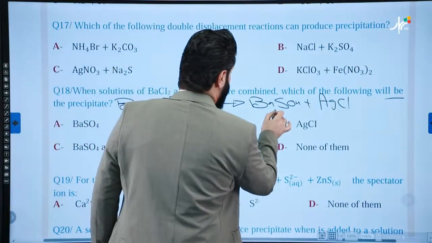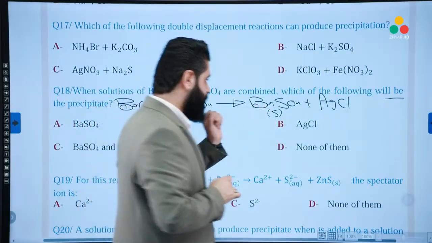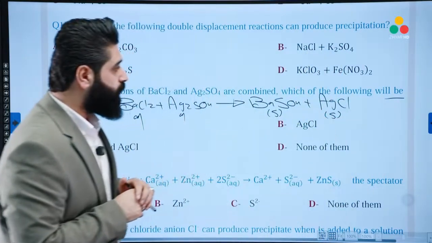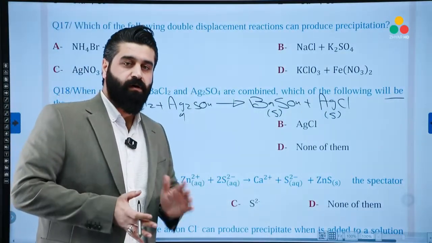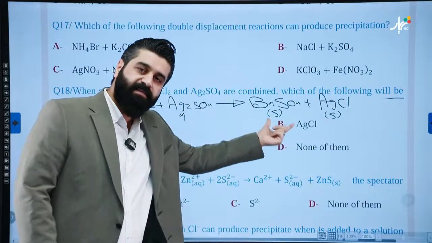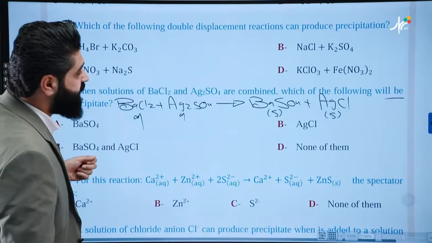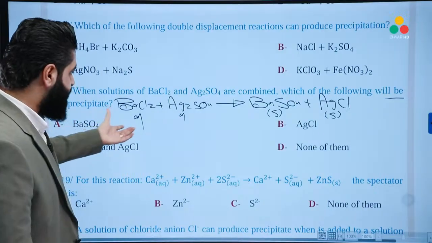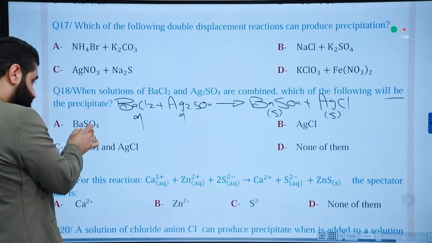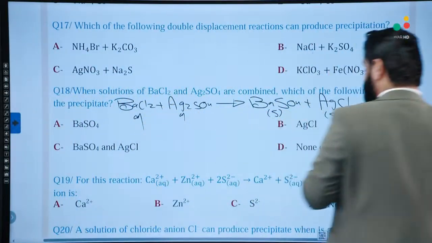Look, sulfates, this is solid. AgCl, it's a solid substance also. Oh, both products are solid. So all the ions are consumed in the production of the two solids here. Okay? Which of the following is the solid substance or the precipitate that can be produced in this reaction? This is precipitate, but it's not alone. Wait. How about this? AgCl alone? No.